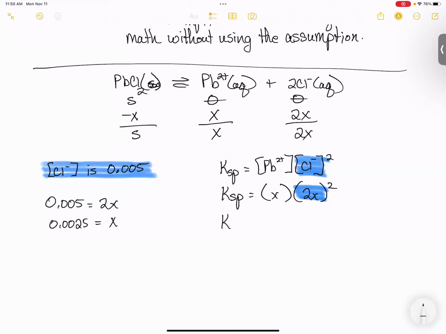So our KSP, if this were a real thing, would be 0.0025 times 0.005 squared, and then you would calculate. Now, I just made up some numbers, so I'm not saying that's the correct value, but hopefully you see how to do it. Okay, with that, I will see you on Wednesday for thermodynamics.